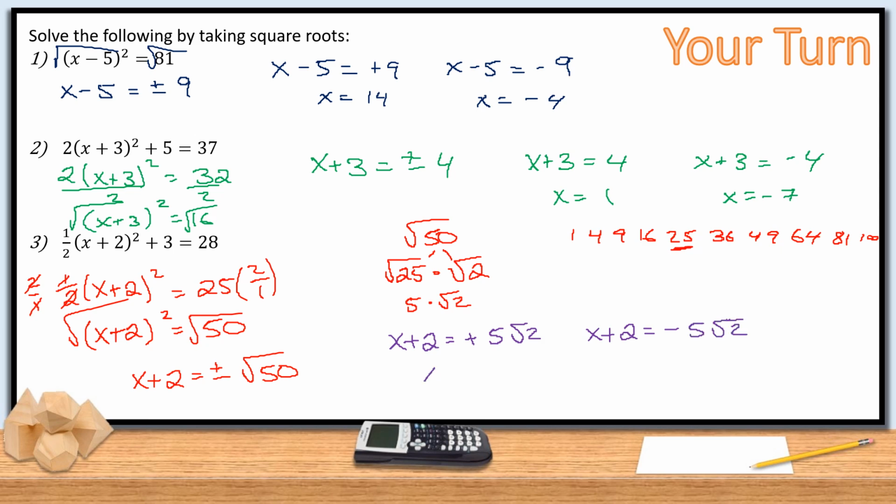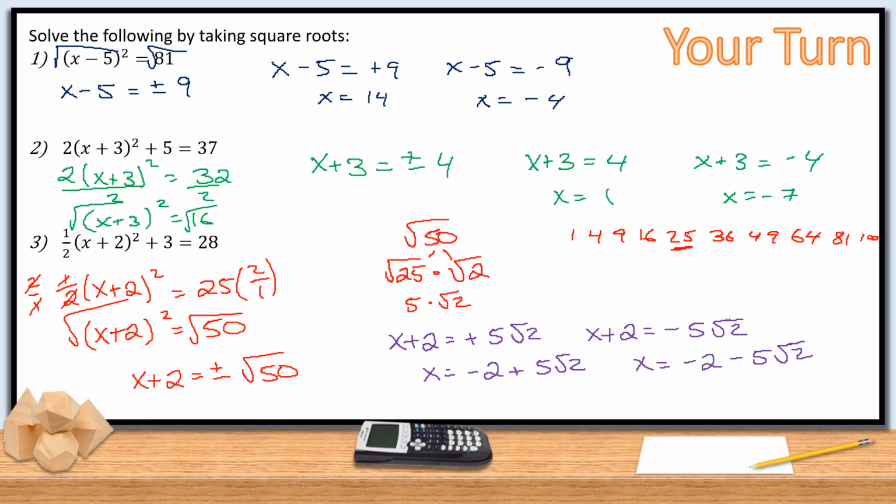Subtract 2 from both sides. x equals minus 2 plus 5 root 2. So the 5 is being multiplied by the root 2. You can't combine it with the minus 2. Now you could go to decimal form, but if we're being asked to keep things in simplest radical form, this is what it's going to look like for you. And I want you to make sure you're practicing that. Minus 2 minus 5 root 2.